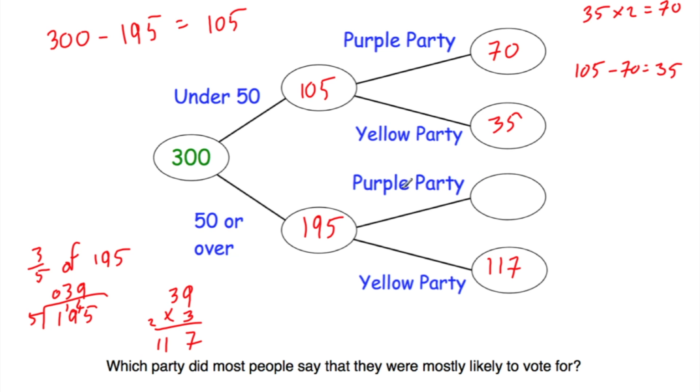That means the rest would vote for the purple party, so 195 take away 117 is equal to 78. So that means that there's 78 people who are 50 or over who would vote for the purple party.